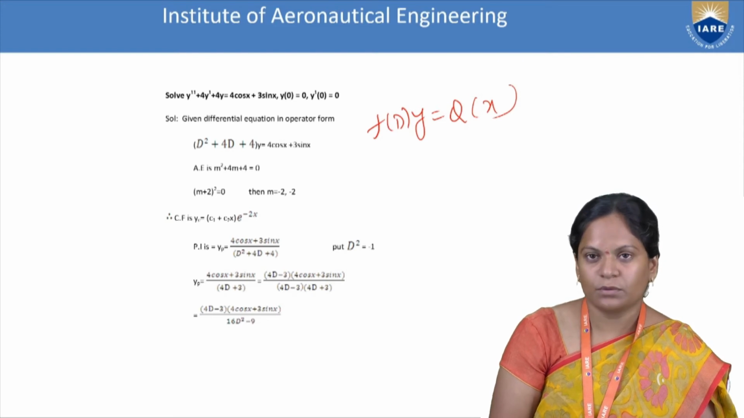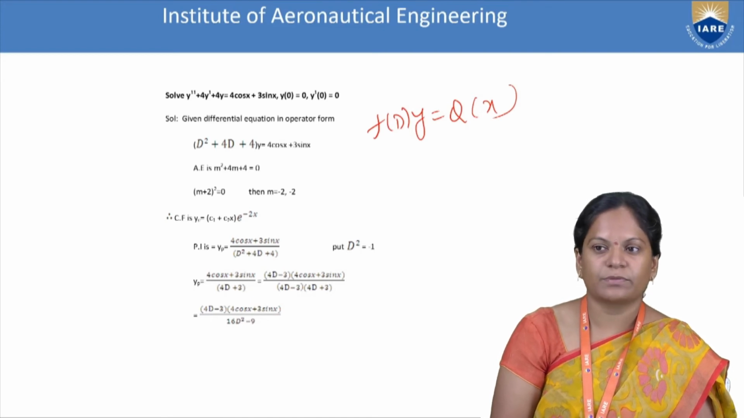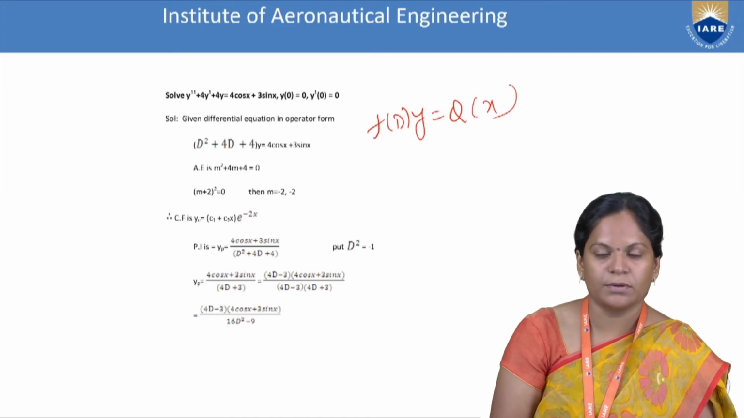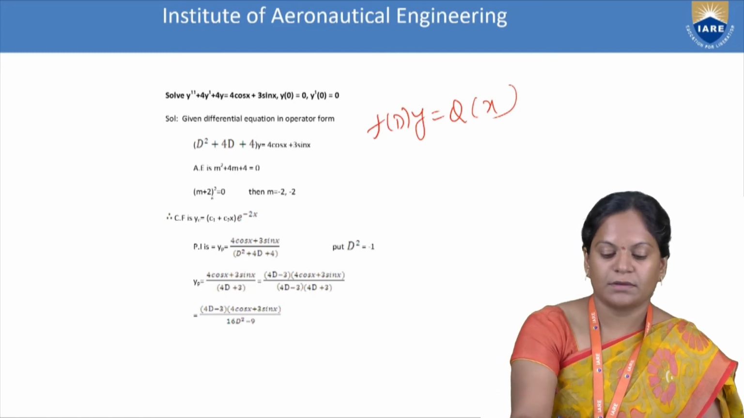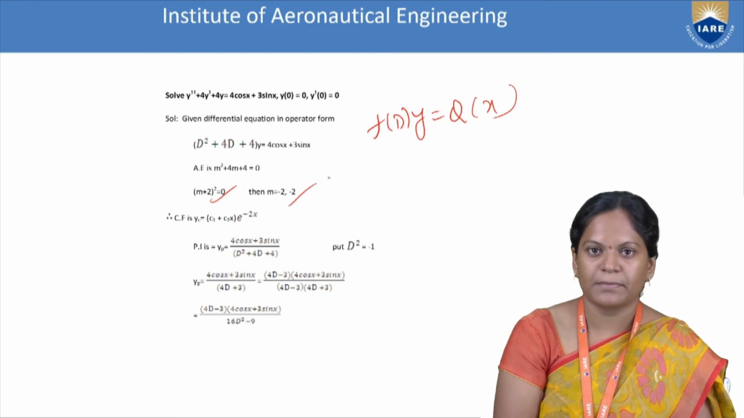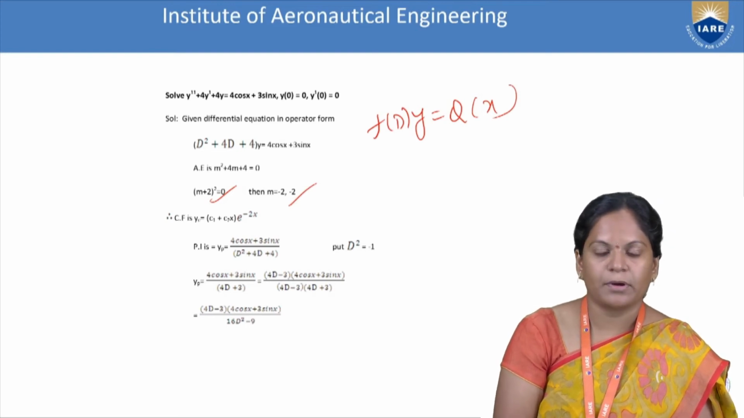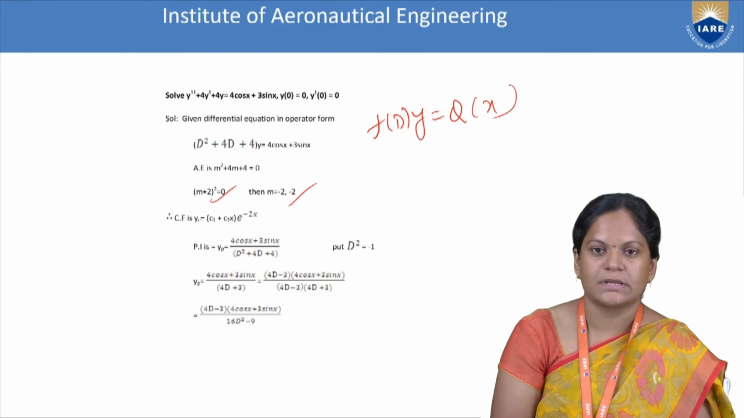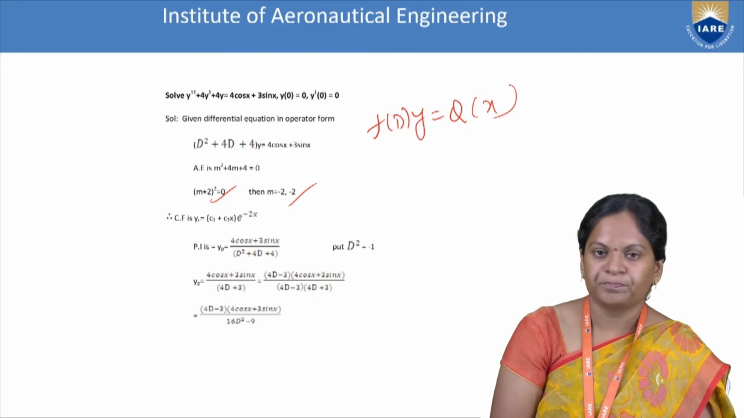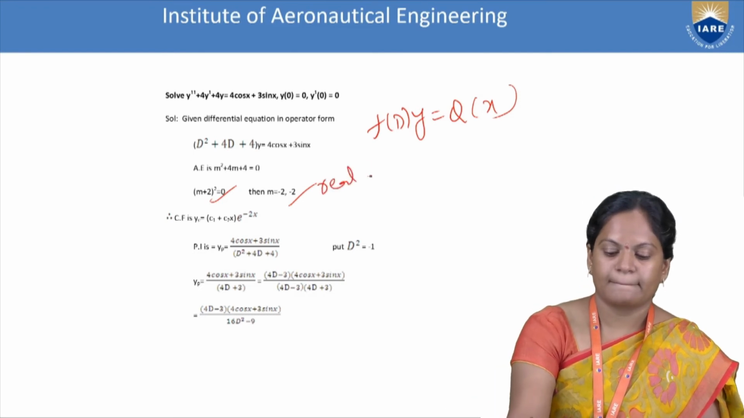Now for yc, we should know the roots of the given polynomial equation. What is the polynomial here? M square plus 4m plus 4 equal to 0. If we solve this, we get m plus 2 whole square equal to 0. The roots are minus 2 and minus 2. This is a second degree polynomial equation, and if we solve it, we get two roots. The roots are m equal to minus 2 and minus 2. Here the roots are real and equal.